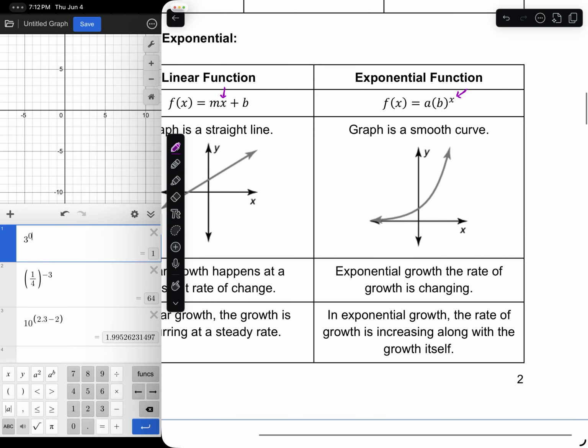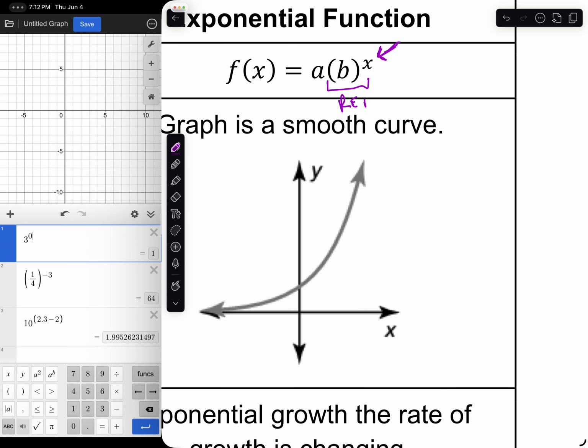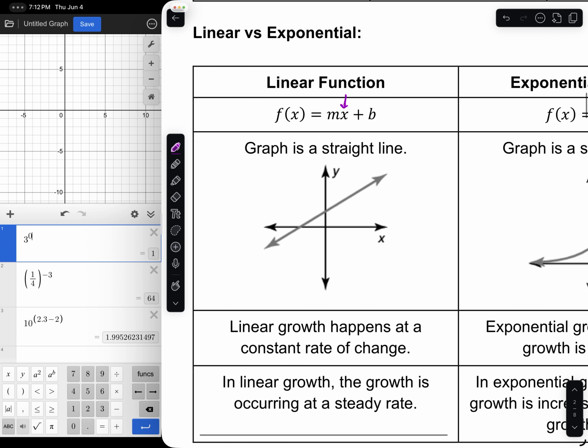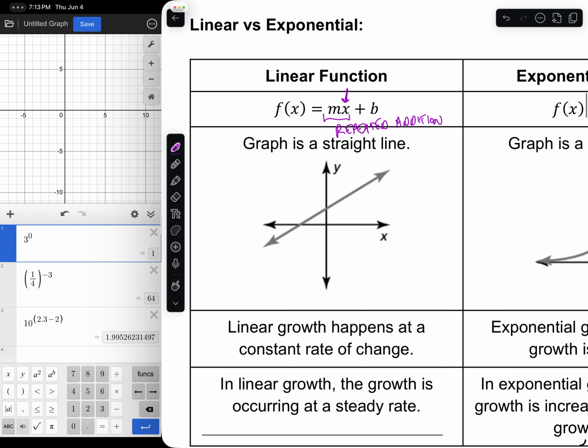The other thing is the exponential function comes from repeated multiplication. Right? I multiply by b over and over and over. That's how I get an exponent. Where the linear function right here, the m times x, that's repeated addition. It's m plus m plus m plus m, x times. Let me show you how this works.